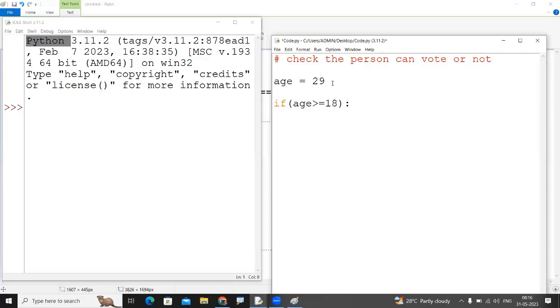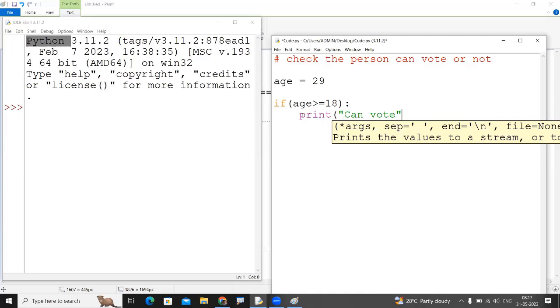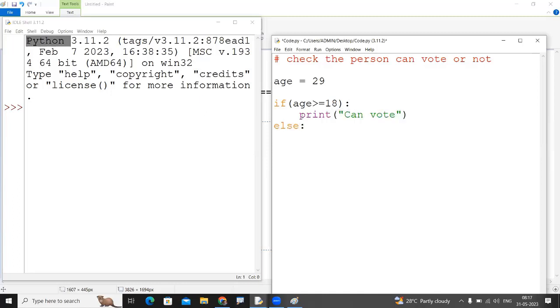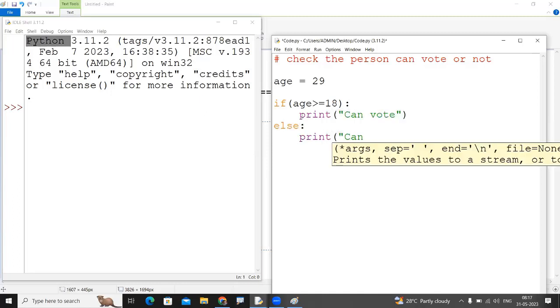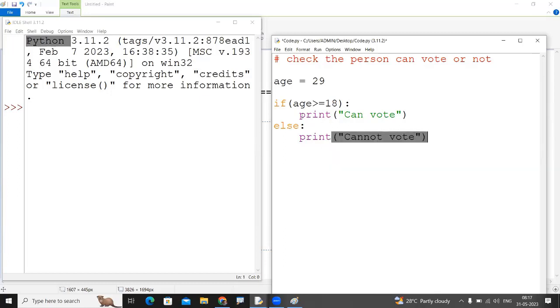When you press enter, it will take the tab space automatically, or you can give the tab. Please don't write from the beginning. Tab, print yes can vote, else print cannot vote. Indentation is very important while writing Python programs.